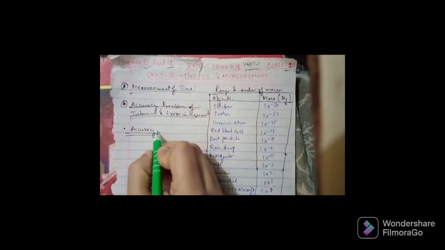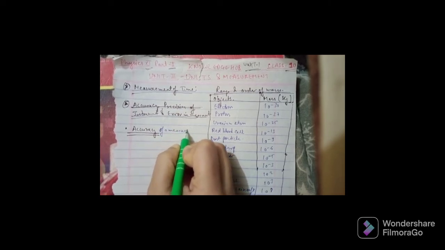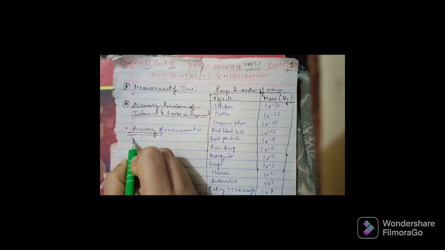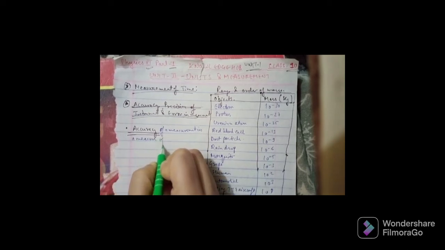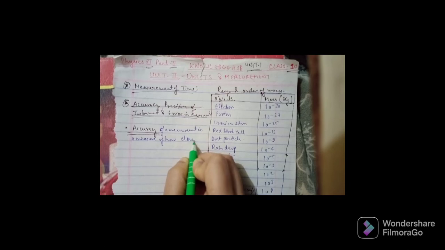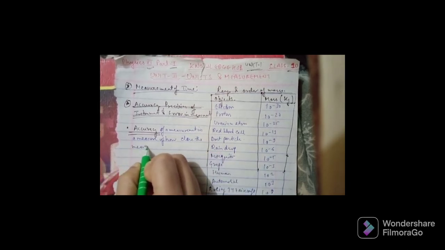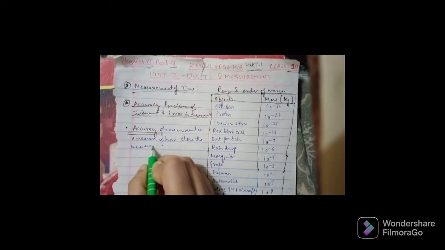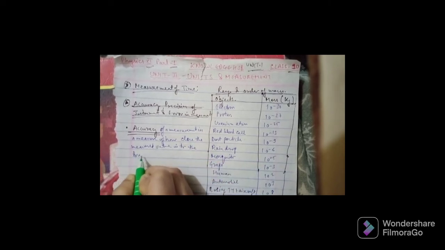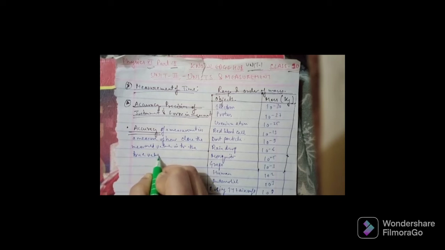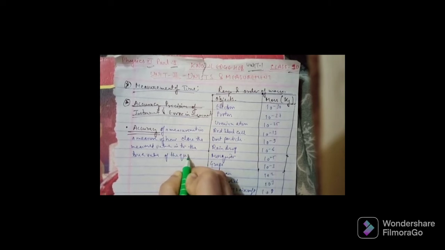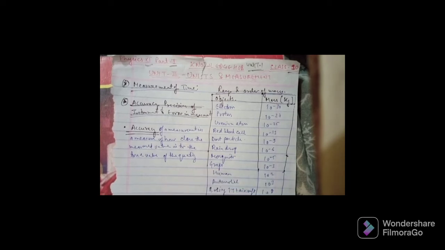Accuracy of a measurement is a measure of how close the measured value is to the true value of the quantity. This is called accuracy. Okay, now we talk about precision.